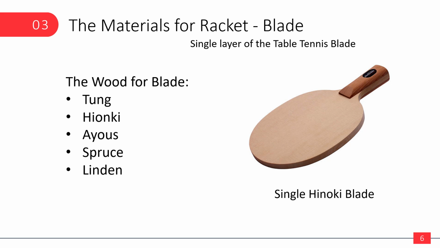EOS is produced in African countries. It has low density and toughness, but the hardness is between linden and tongue.